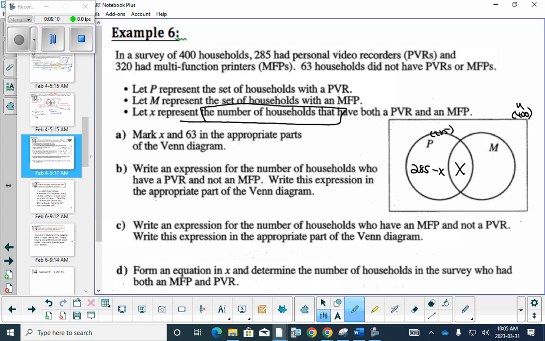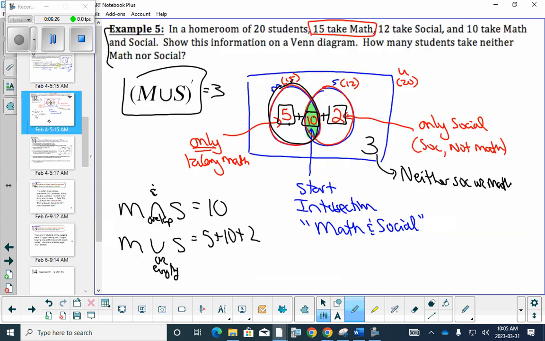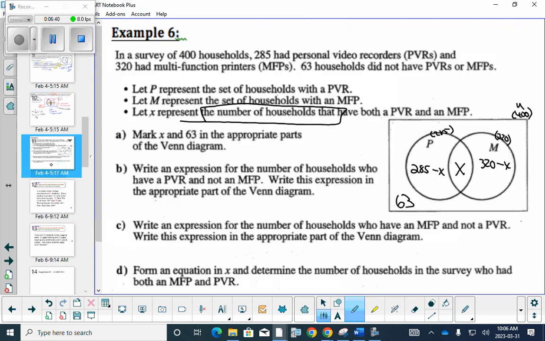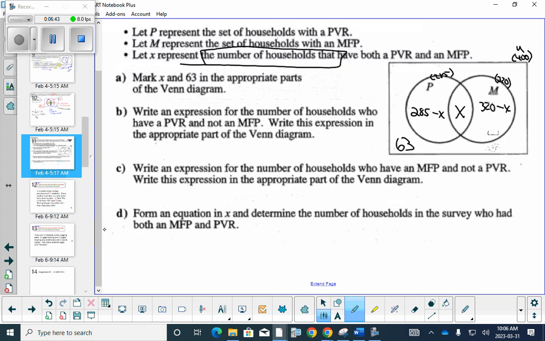For the MFPs, it's 320. So I'm going to write 320 minus X. And I also know that 63 have neither. Now, let's go back to the last question. If I go 5 plus 10 plus 2 plus 3, what am I guaranteed to get out? 20, because I've taken care of everything. So all we're going to do is that exact same thing, but with the algebra.